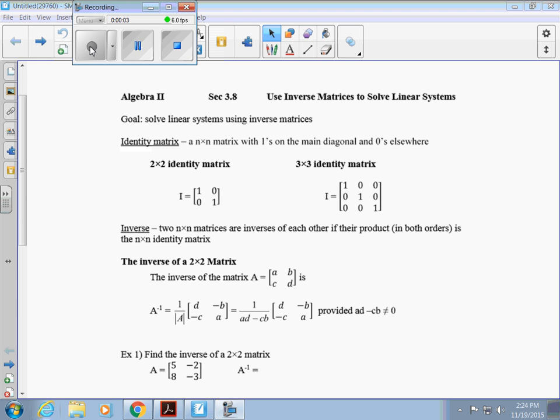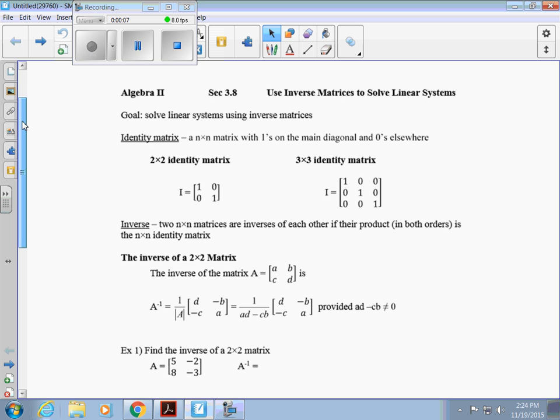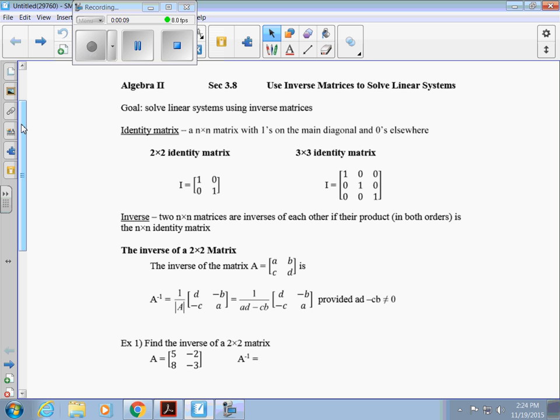Today we're going to be talking about section 3.8, which is on using inverse matrices to solve linear systems. So far, this will be our fifth method of solving a system of equations. We did graphing, substitution, elimination, and in section 3.7 we did Cramer's rule, and now we're going to look at inverse matrices. And so the first thing we're going to look at is how to find the identity matrix.